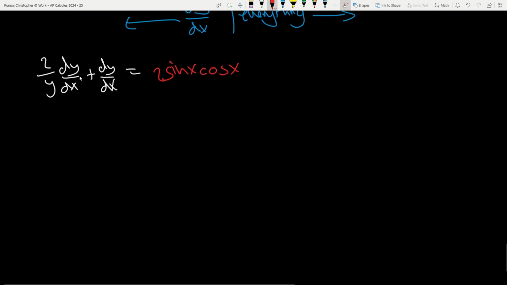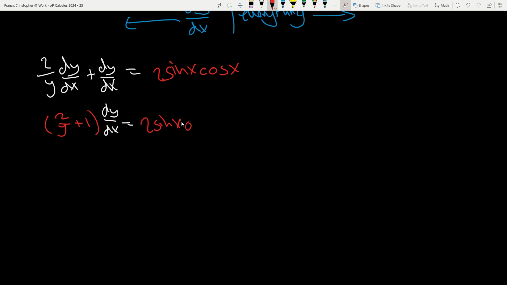Here, I'm going to factor out the dy dx to get 2 over y plus 1 times, again in white, dy dx equals 2 sine x cosine x. Sorry, it's a bit messy. And then finally, divide everything by 2 over y plus 1. And that's our answer. So it's just about manipulation. Factoring out all of the dy dx is probably the most satisfying part about solving these problems, but it's all algebra.